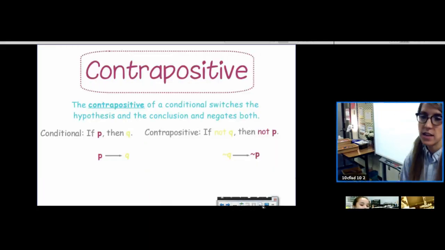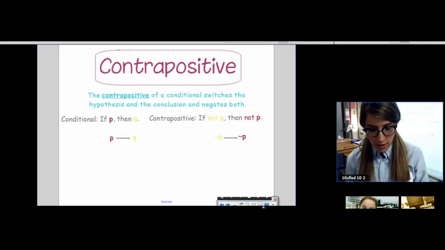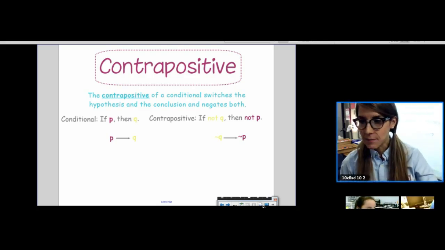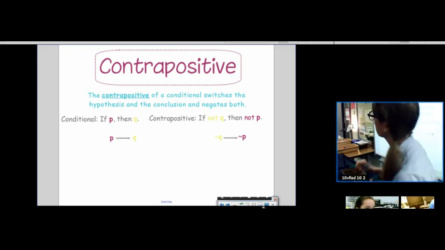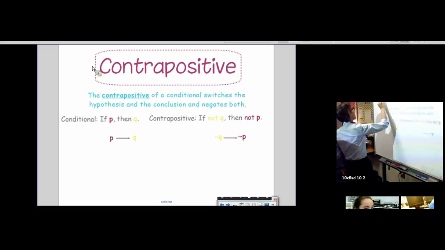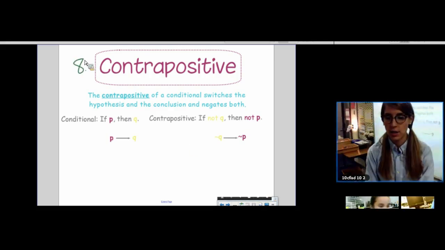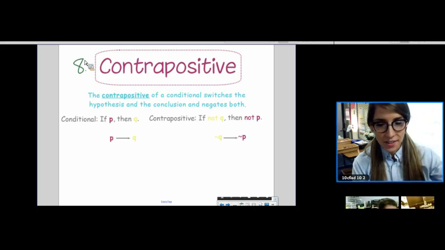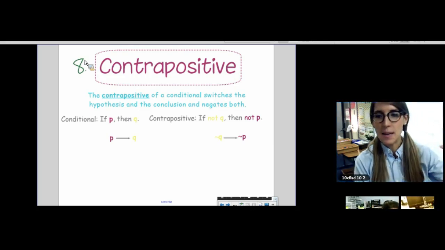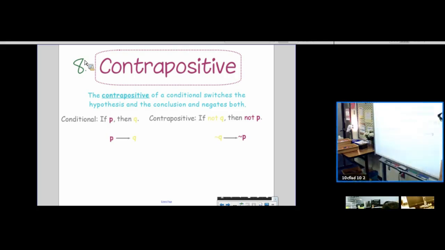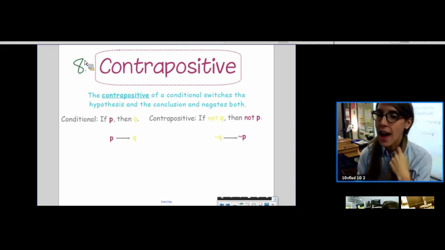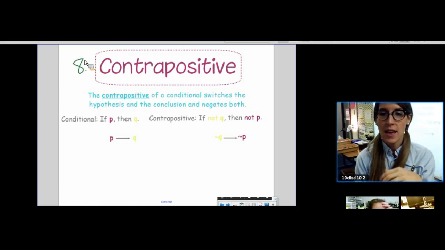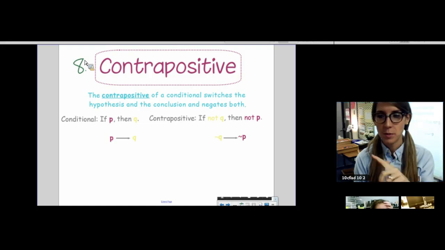Here is the first thing you need to write down of today. You're either writing it down here, on here, it is number 8, or you're just writing it down in your notes. It's number 8 on the logic and reasoning notes. The contrapositive, practice saying that out loud to yourself. It's kind of an intimidating word. The contrapositive of a conditional switches the hypothesis and conclusion and negates both. It switches and negates. Switches and negates.